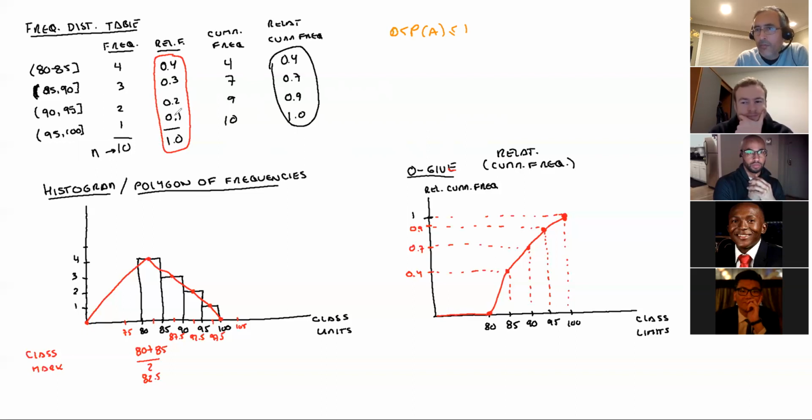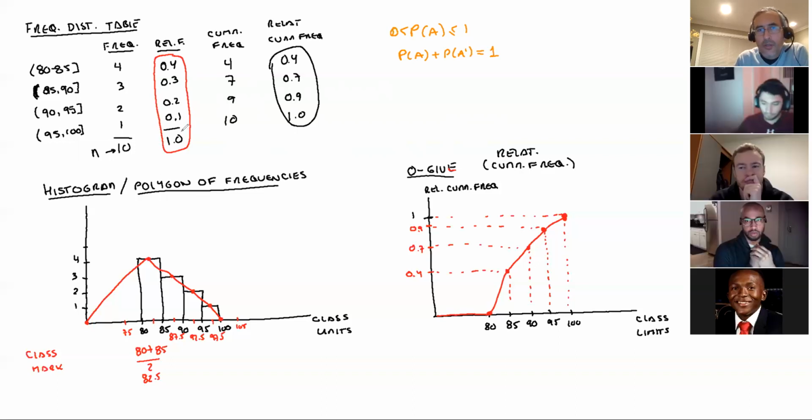Agree with me? Do you remember what was simply the probability of A plus the probability of A prime? Simply means if you sum all the probabilities, what do you get? One. Also satisfy that part there.